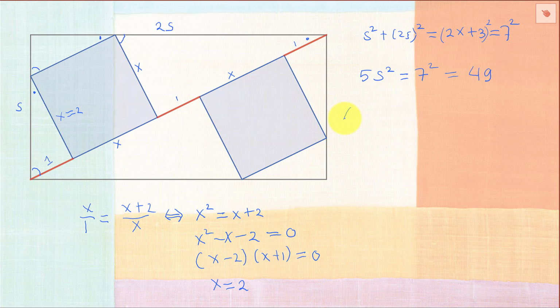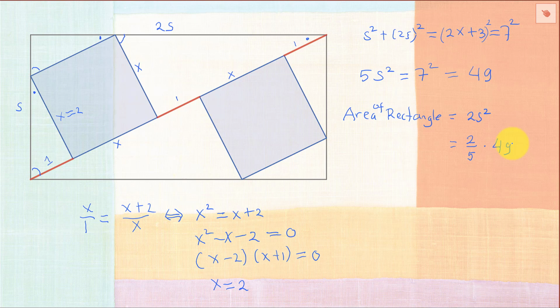Now the area of the rectangle is equal to s times 2s, so it is 2s squared. How do we get 2s squared from 5s squared? We multiply by 2/5. So this is 2/5 of 49. Let me leave it that way. We don't simplify the expression yet.